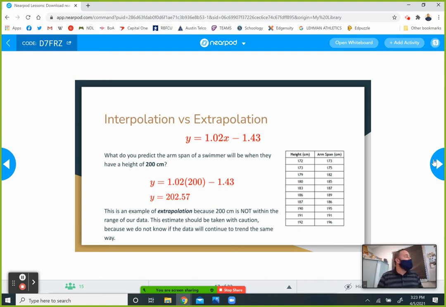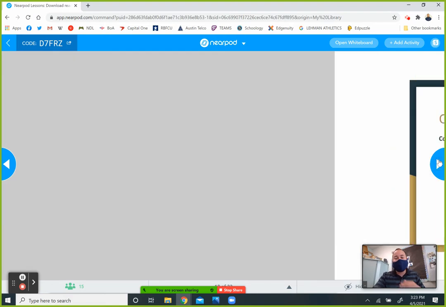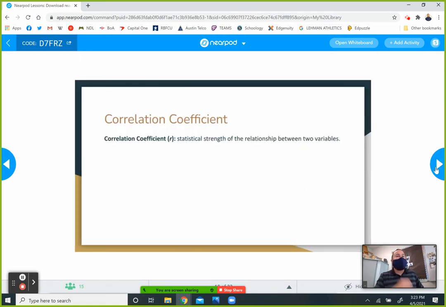So extrapolation is not a good thing to do. The difference between interpolation, where I picked a number that was inside our data, and extrapolation, a number outside of our data. Okay, a little bit different. Interpolation good, extrapolation not so good. Not necessarily bad.